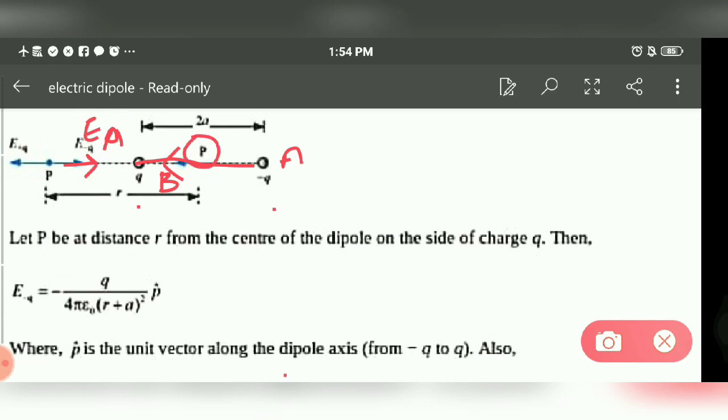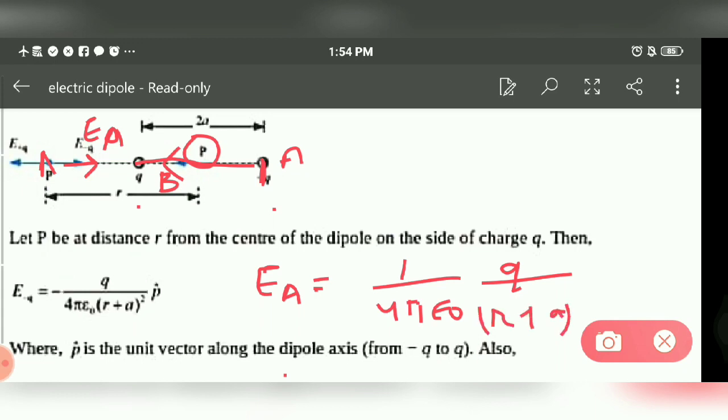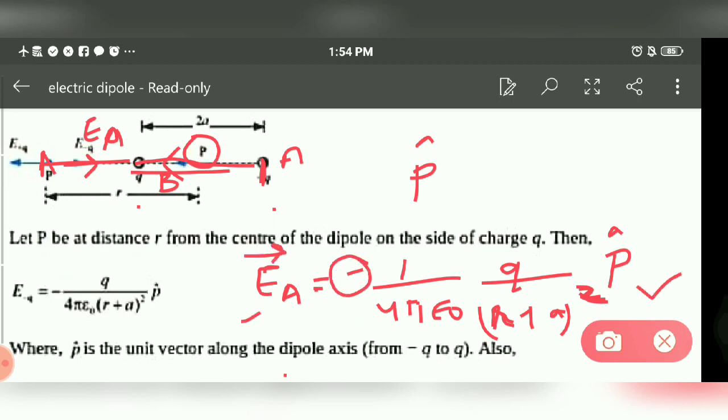So we can write EA equals, what is the formula? 1 by 4 pi epsilon naught, charge Q upon distance squared. The distance between A and P is R plus A, whole square. Now take the direction. As P is in this direction, EA is in this direction. As we have to take only direction, we take P cap, but a negative sign is shown here, as these both are in opposite directions.